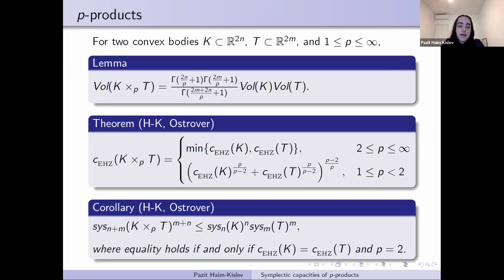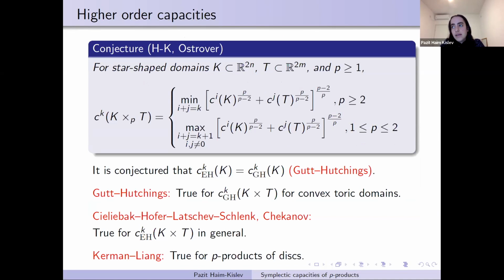Okay, and now that we understand the dynamics on the p-product, we are led to this conjecture on higher order capacities. Here C_k is referring either to the Ekeland-Hofer or the Gutt-Hutchings capacities, which are conjectured to be equal. And we conjecture that it equals the minimum over i plus j equal k of this, for p greater than 2, and the maximum if p is between 1 and 2.